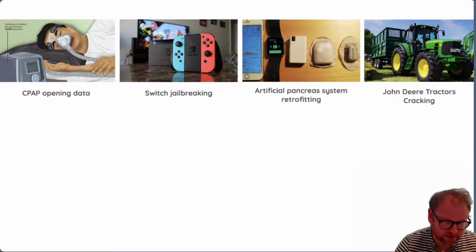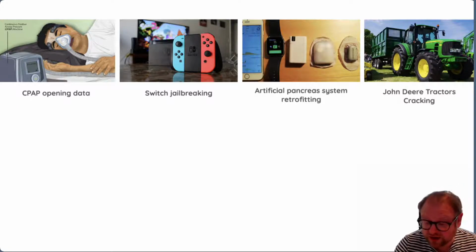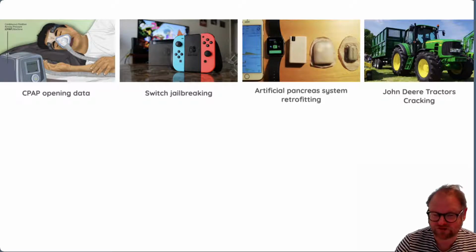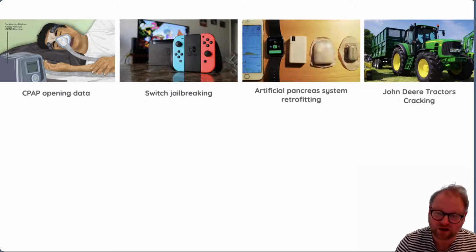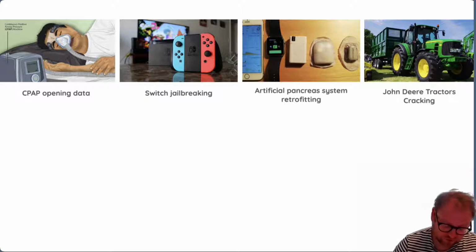First one looks at where users need to get access to their own data by overcoming protection of different sorts. The second case looks at jailbreaking in the case of the Nintendo Switch. Our third case is the artificial pancreas system, where users retrofit their own solution, which is in conflict with some aspects of medical regulation. And then lastly, the case of John Deere tractors, where farmers are attempting to crack John Deere's software so they can repair the tractors in different ways.